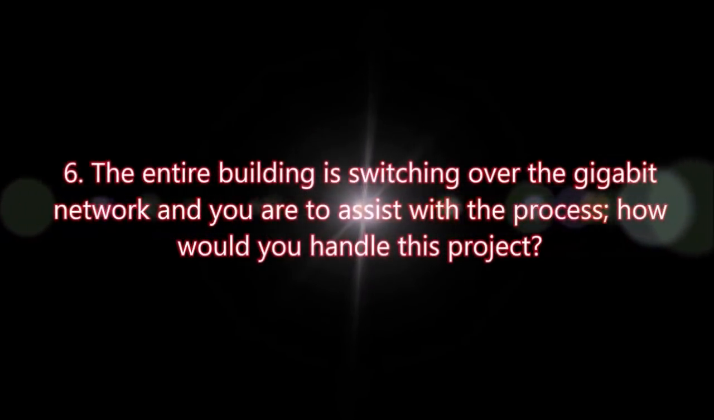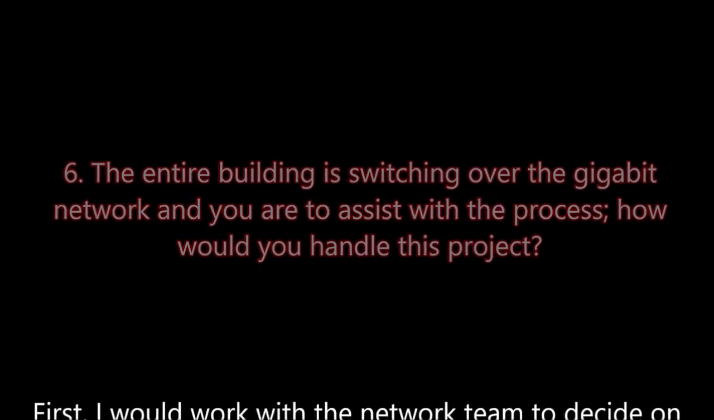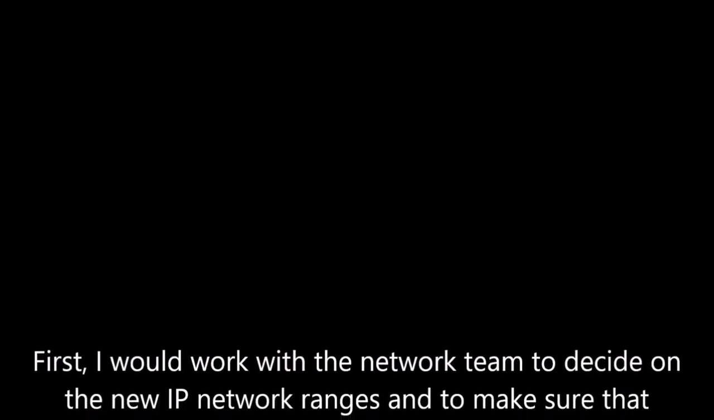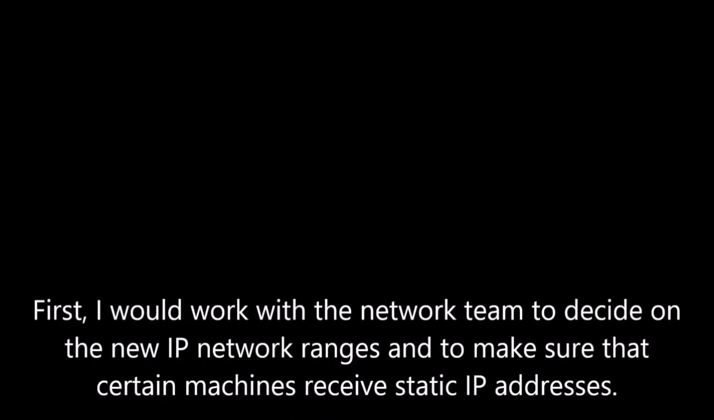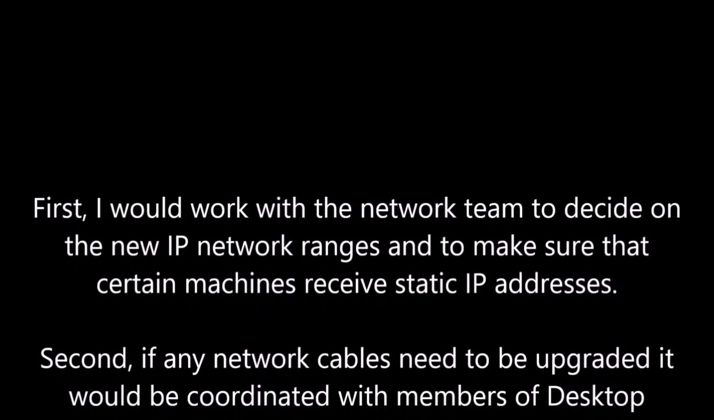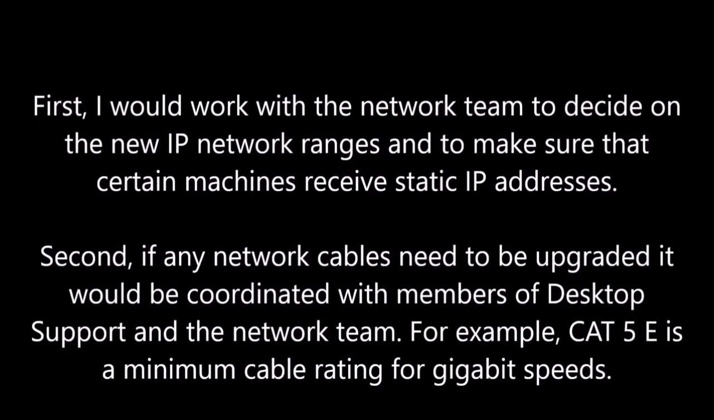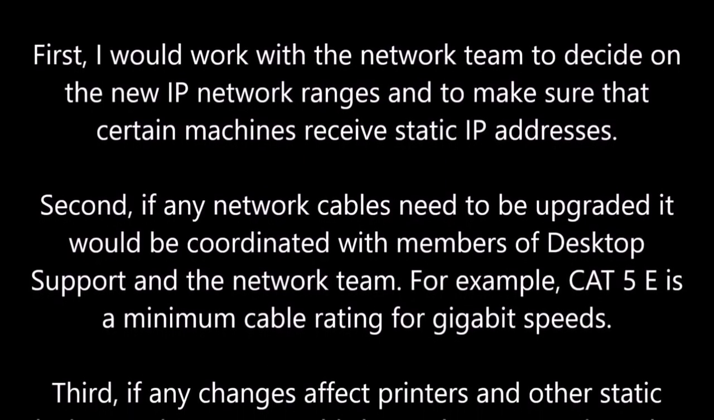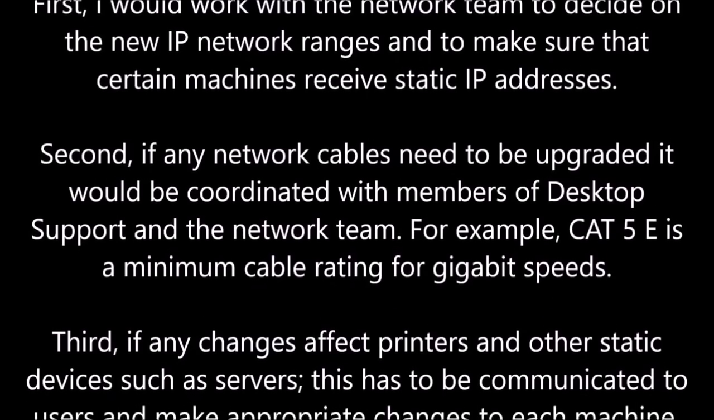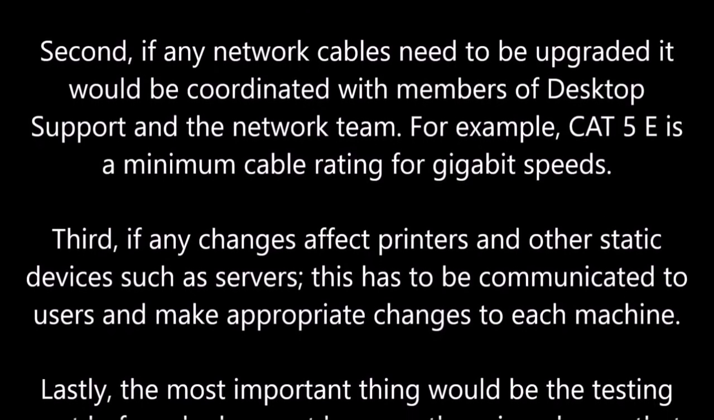Question number 6. The entire building is switching over to the gigabit network and you are to assist with this process. How would you handle this project? First, I would work with the network team to decide on the new IP network ranges and make sure that certain machines receive static IP addresses. Second, if any network cables need to be upgraded, it would be coordinated with members of desktop support and the network team. For example, Cat5e is a minimum cable rating for gigabit speeds.